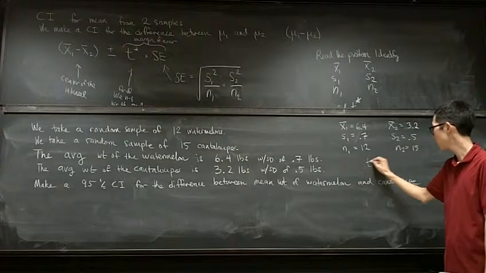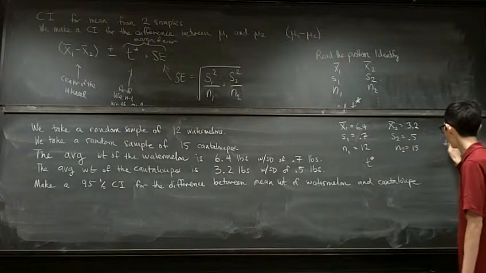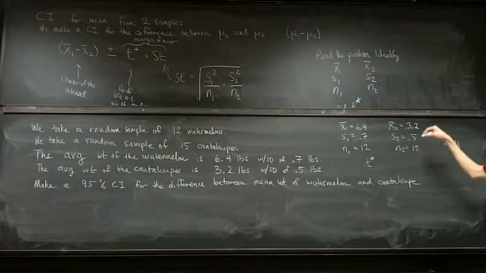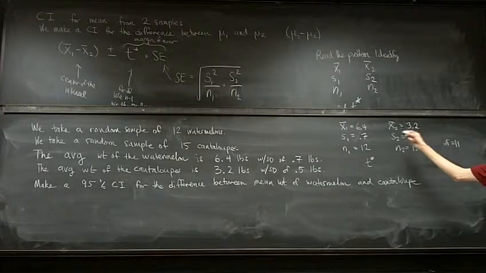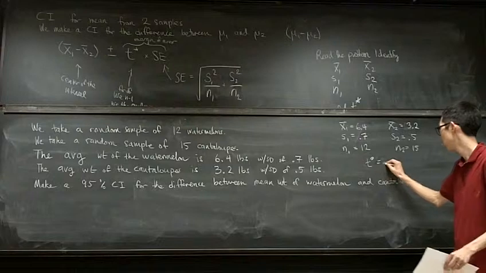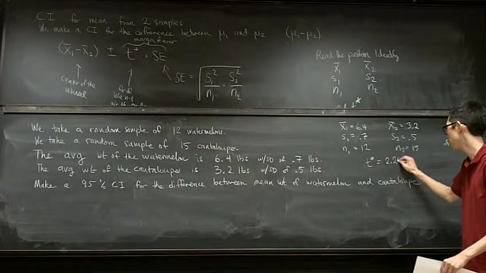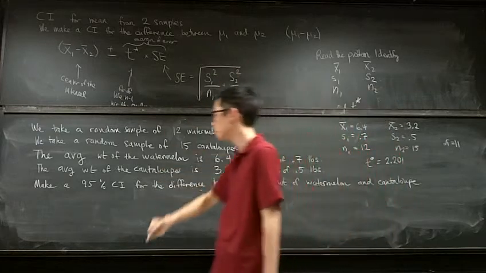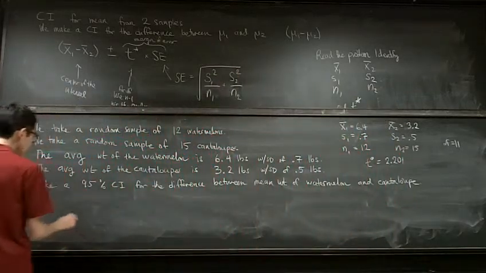Alright. What is the T star we're going to use? Well, how many degrees of freedom do we have? 11 degrees of freedom, right? We do n minus 1, but we use the smaller n. So we do 12 minus 1 is 11. And I want a 95% confidence interval. So with 11 degrees of freedom, my T star is 2.201. Great.